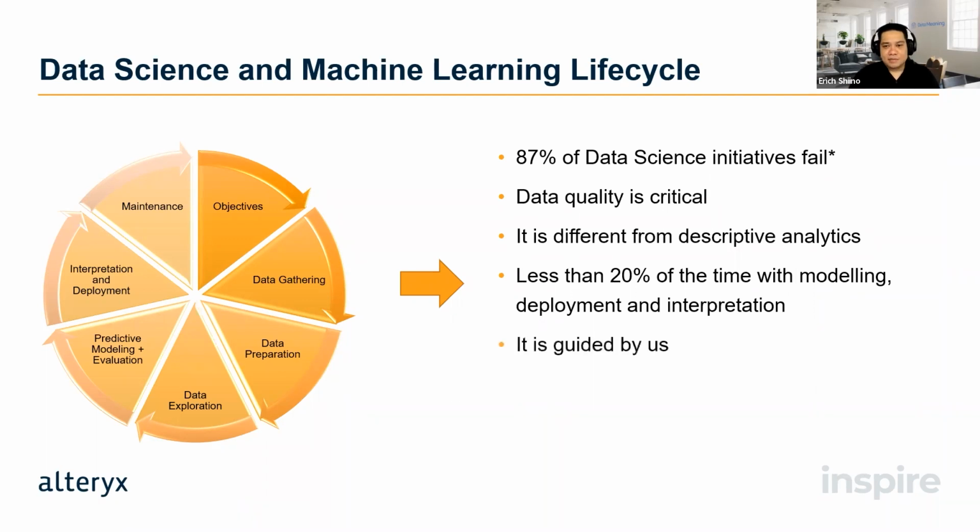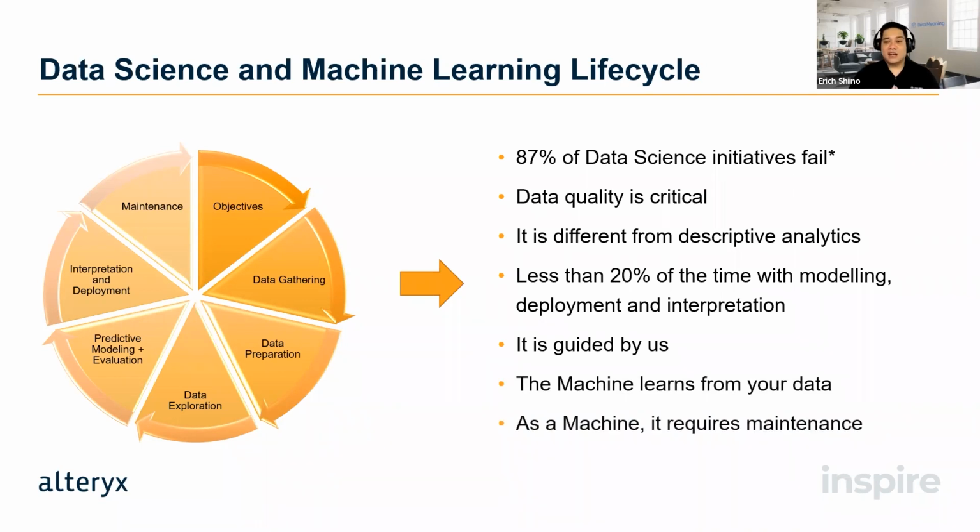And then later, it's important to highlight here that it's machine learning, but this whole process is guided by us. We are providing the data. We need to understand what's going on behind the scenes, the decisions, the assumptions that the model made. So it's guided by us. Machine learning learns from our data. And then, as a machine, it's going to require maintenance over time.